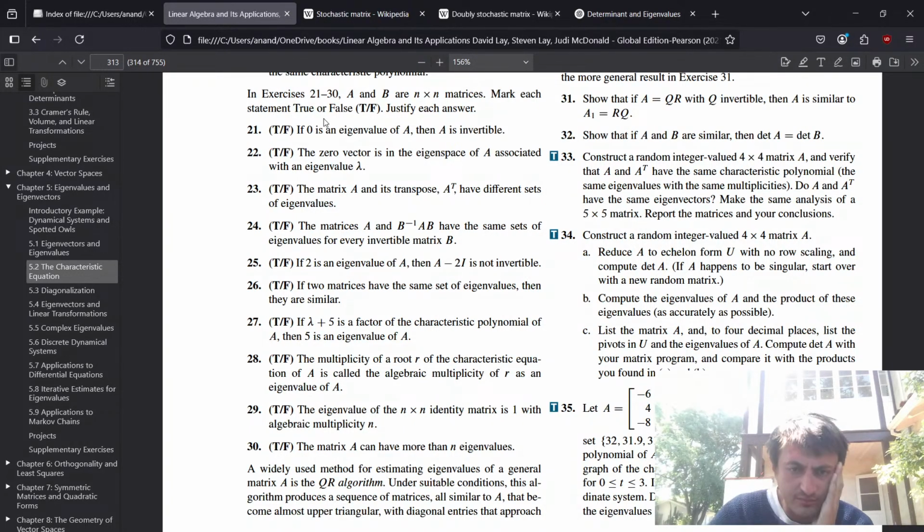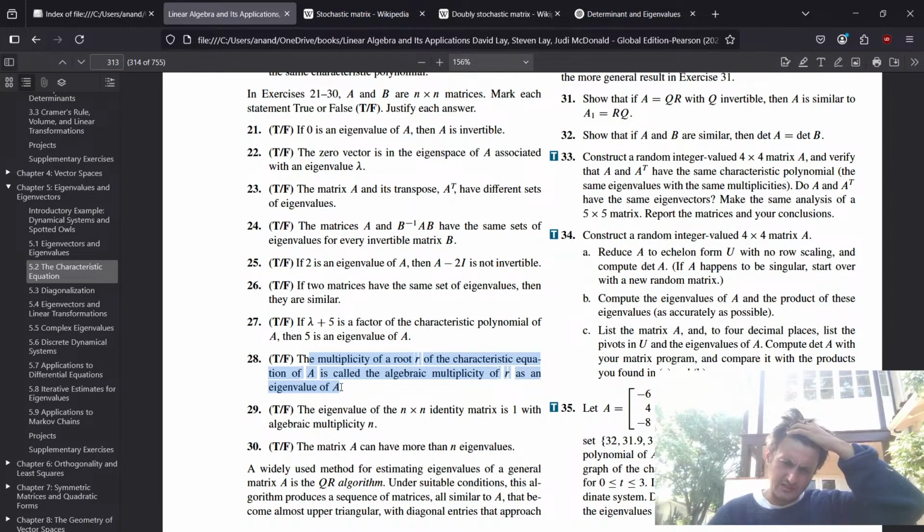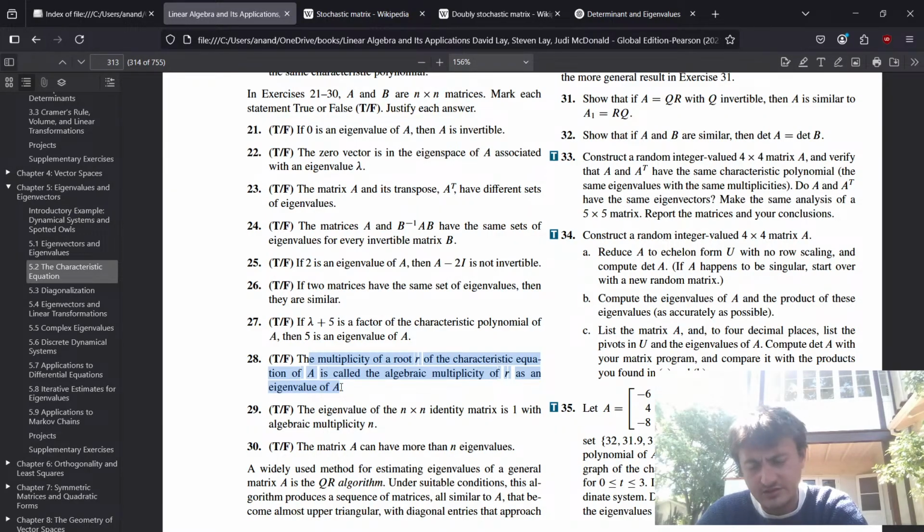28. The multiplicity of a root r of the characteristic polynomial is called the algebraic multiplicity of r as an eigenvalue. I think that's true. I didn't see anything really wrong with that. 29. The eigenvalue of the n by n identity matrix is 1 with multiplicity n. That's true. 30. A matrix can have more than n eigenvalues. Matrix A can have more than n eigenvalues. That's false.